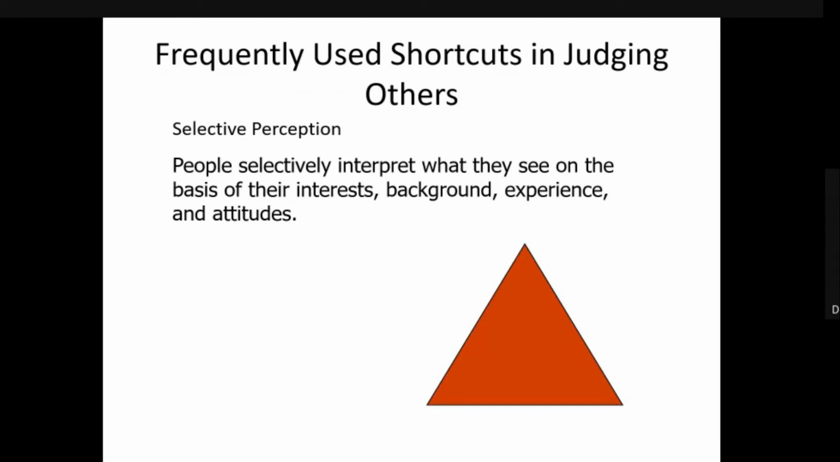Another is selective perception. This is one of the shortcuts for judging others. Sometimes it allows us to make accurate perceptions rapidly and provide valid data for making predictions. But we see here in selective perception that we only interpret what we see on the basis of our interests, background, experiences, and attitudes.